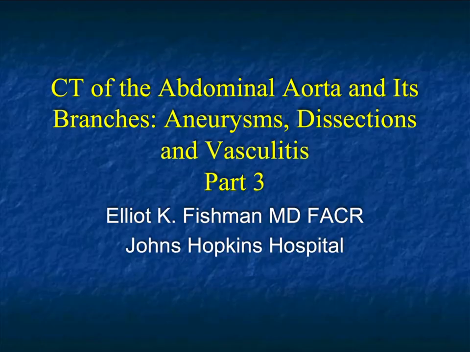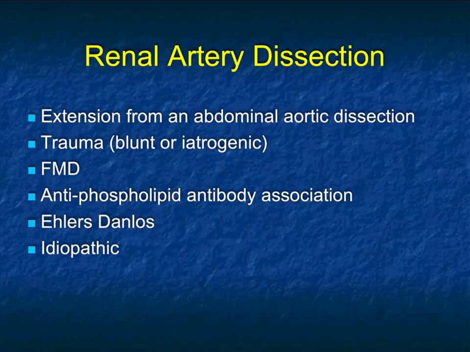Welcome to part 3, the final part, 3 of 3 of a talk on the abdominal aorta and its branches, looking at some of the processes from aneurysms to dissections to vasculitis. We spoke a bunch about the renal artery last time. Let's just finish up on that.